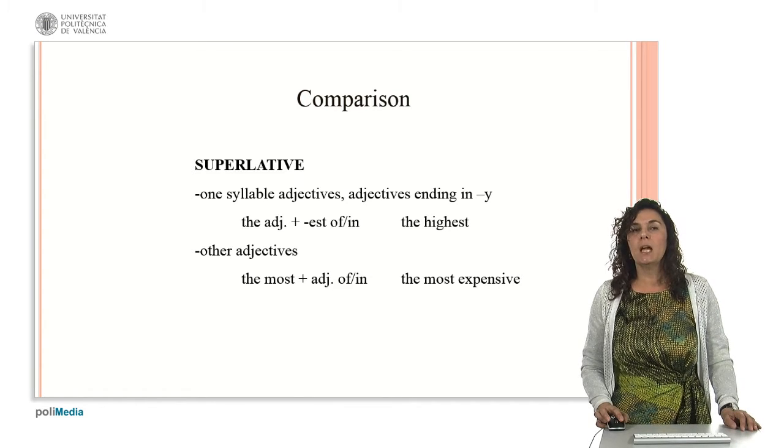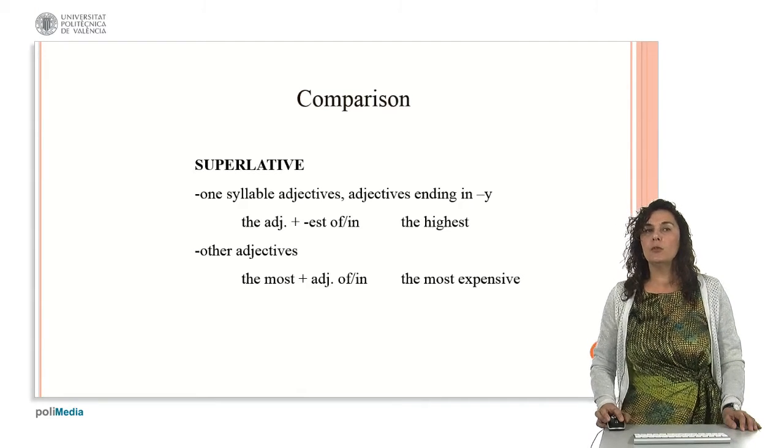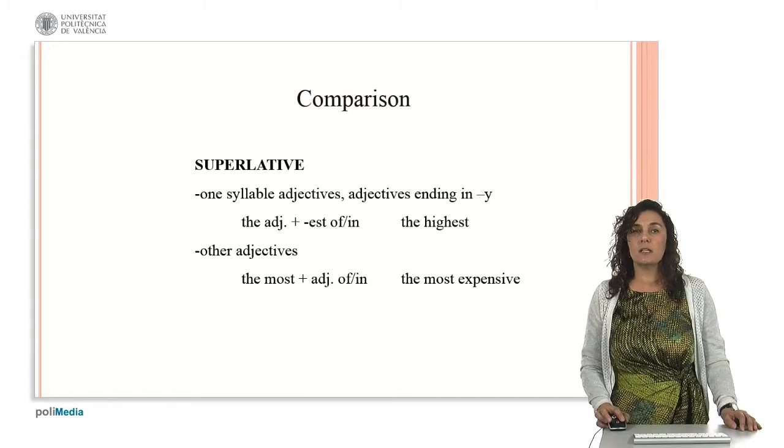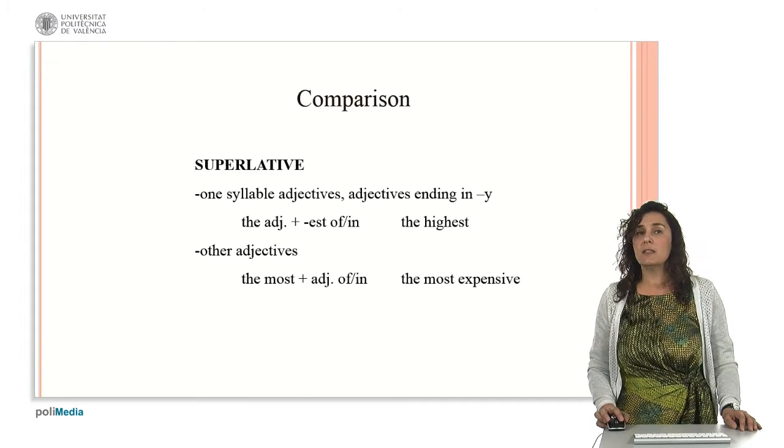When it's time. When we have adjectives with more than one syllable, or if they don't finish in y, then we have to use this structure that you can see in the transparency. You have to use the most, and then add the adjective, and again of or in, as I said before, depending if it's time or place. Here you have an example, the most expensive, but we are going to see more examples right now.